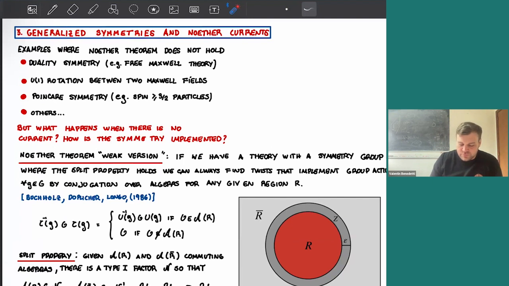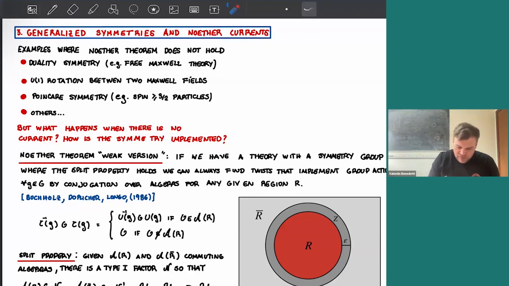So then what is the generalization of this relation between generalized symmetries and Noether currents? Well, as I told you before, we know examples where the Noether theorem does not hold. This is the case of the free Maxwell theory, the duality symmetry. Another example: if you take two free Maxwell fields that don't interact, you can see that the symmetry of the action is the rotation between these two fields. Namely, you take one gauge field to the other and vice versa. This is a U(1) rotation that does not have a well-defined Noether current. And it's also the Poincaré symmetry for the cases of spin three-halves onwards particles.